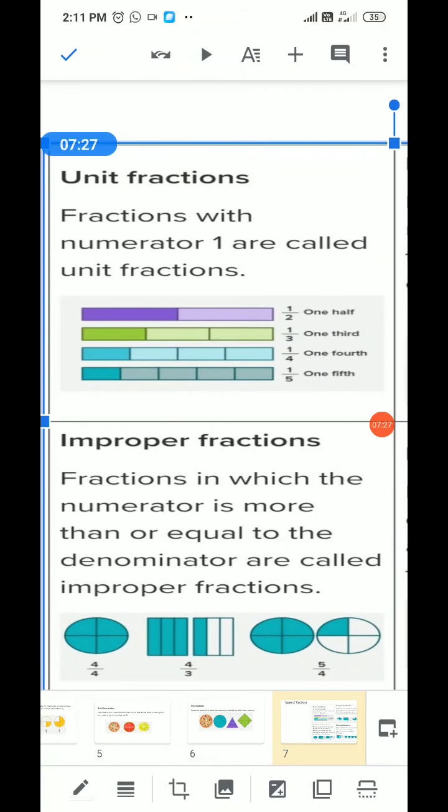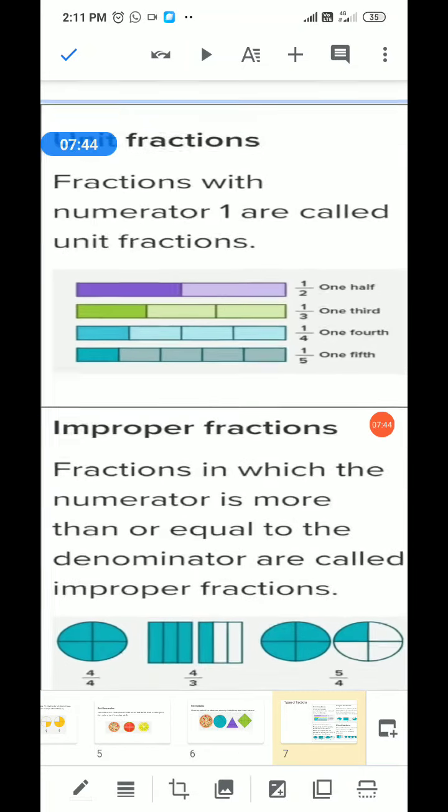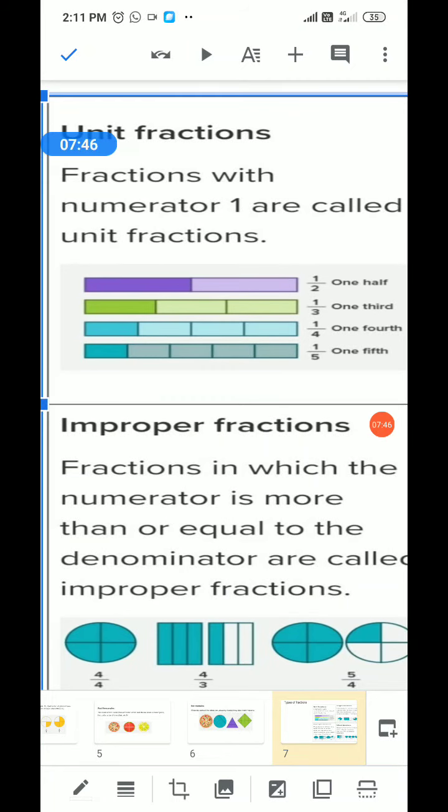Now we will see the next fraction, improper fraction. Improper fraction is nothing but the numerator should be greater than the denominator. In a proper fraction, the numerator should be less than the denominator. In an improper fraction, the numerator should be greater than the denominator, okay, greater than or equal to. See here. First example, a circle is divided into 4 equal parts, and all four equal parts are shaded. So it is 4 by 4. The numerator is equal to the denominator.